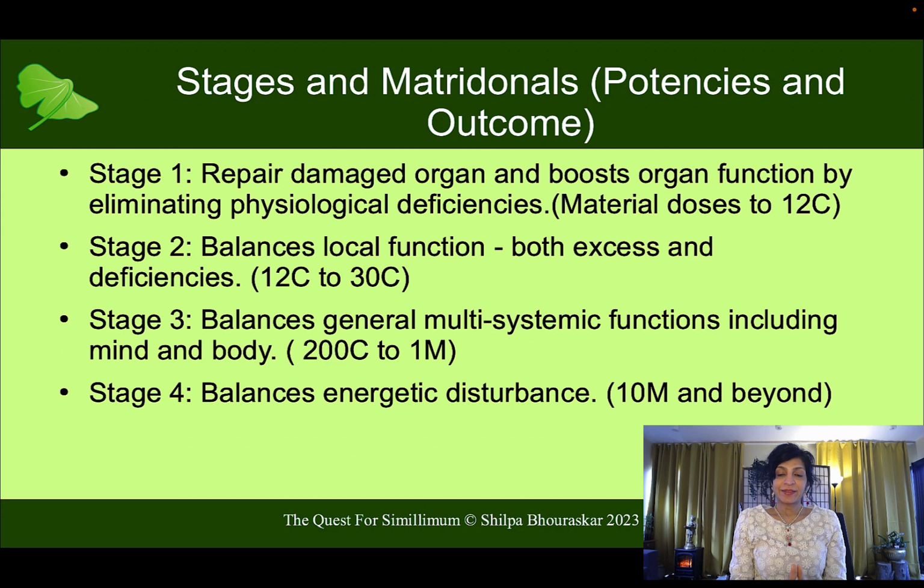And finally, at stage 4, we're using Matridonals to balance the energetic disturbance at the level of the source. And here you can use higher potencies, at 10M and beyond. So this is generally a ballpark figure. Obviously, based on individual expression, sensitivity and susceptibilities, potencies can change, but this is the general protocol which you can use as a baseline.